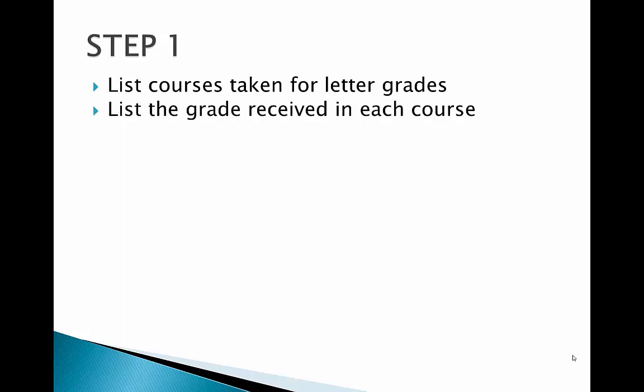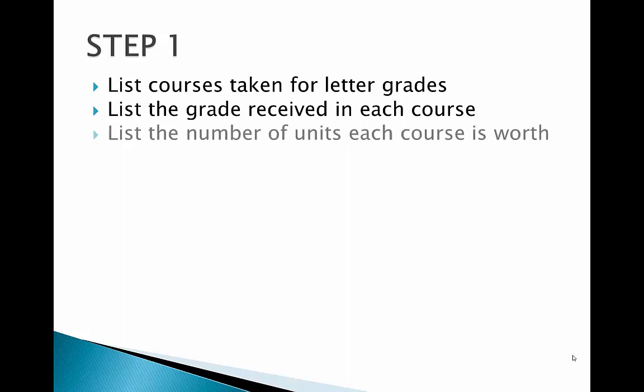To get started with calculating your GPA, gather transcripts from all colleges and universities you've attended. List all CSU transferable courses taken for a letter grade. Next to each course, list the grades received and also list the number of units each course is worth.